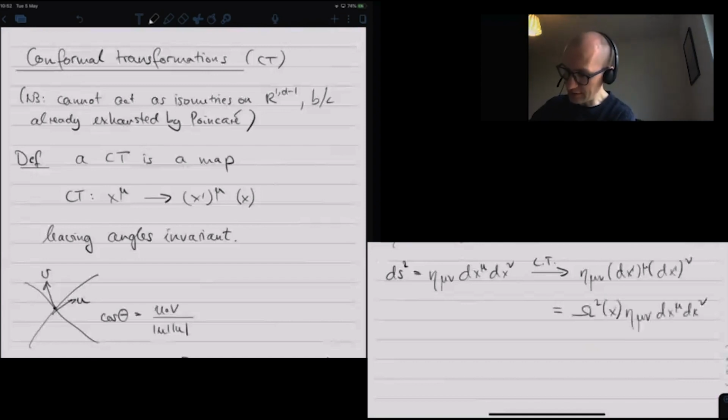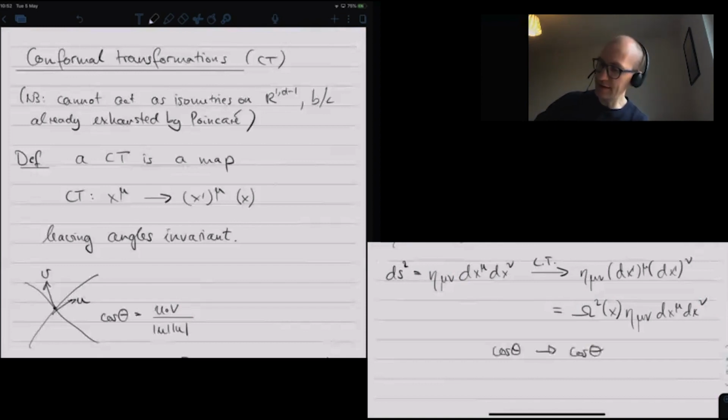And why is that? Because if you take the inner product, it is just u^μ v^ν contracted with η_{μν}. If you use this form of the metric, you have an Ω² at the top and an Ω² at the bottom. So the Ω² cancels out, and it leaves angles invariant. So under this conformal transformation, cosine theta just goes to cosine theta.